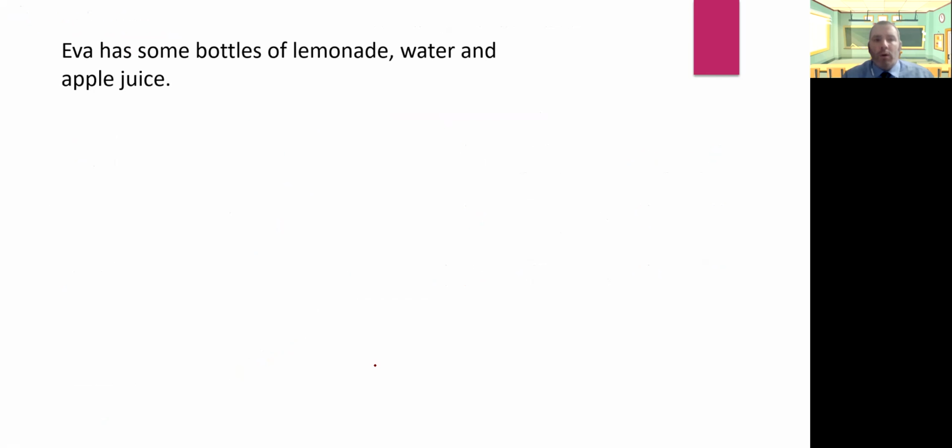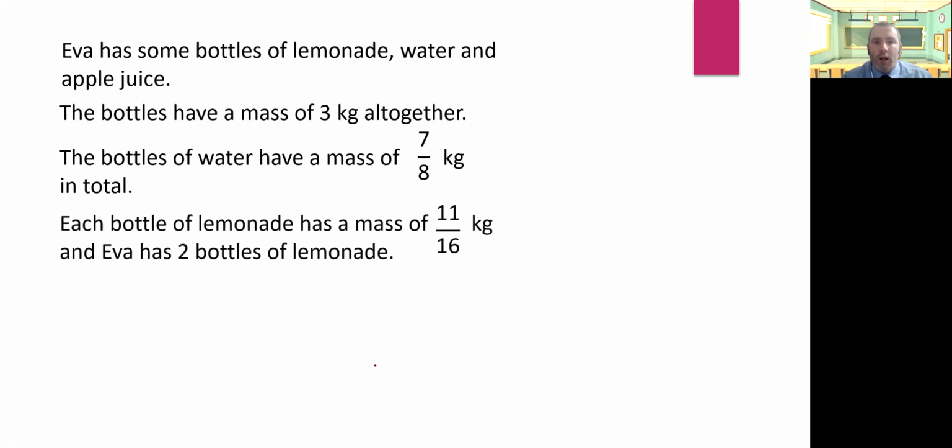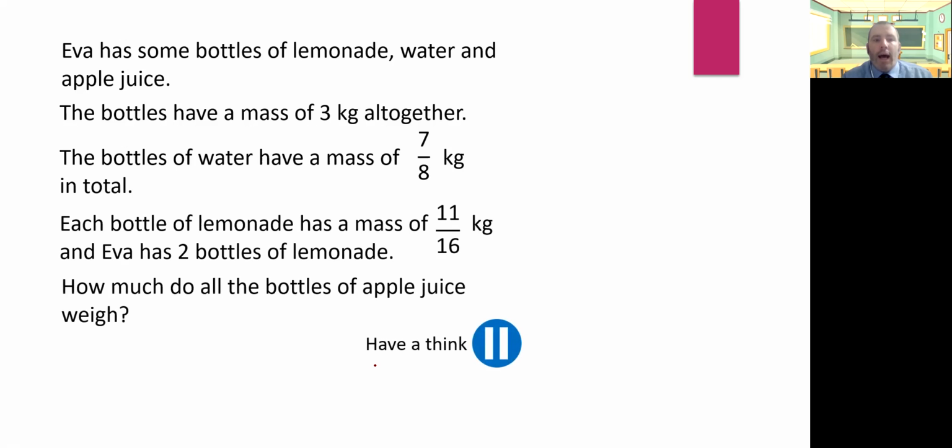So we've got our word question now, we've got our reasoning question to have a look at. So Eva has bottles of lemonade, water, and apple juice. The bottles have a mass of 3 kilograms altogether. The bottles of water have a mass of 7/8 of a kilogram in total. Each bottle of lemonade has a mass of 11/16 of a kilogram, and Eva has 2 bottles of lemonade. How much do all the bottles of apple juice weigh? Take a moment, have a go at this, and then we'll go through how to solve this together.